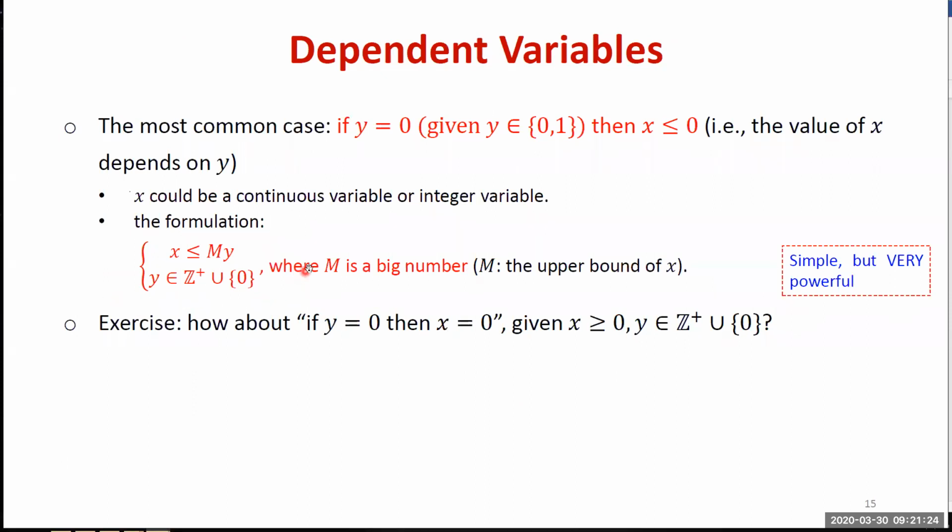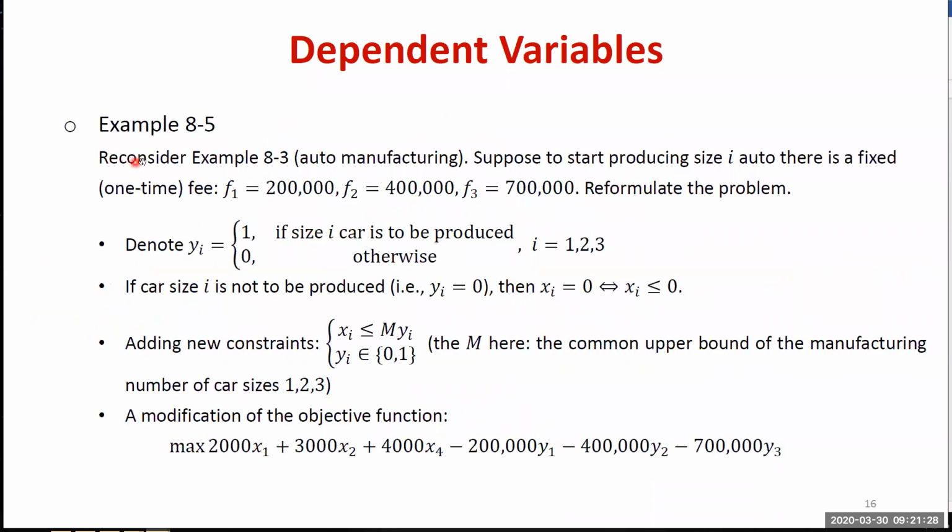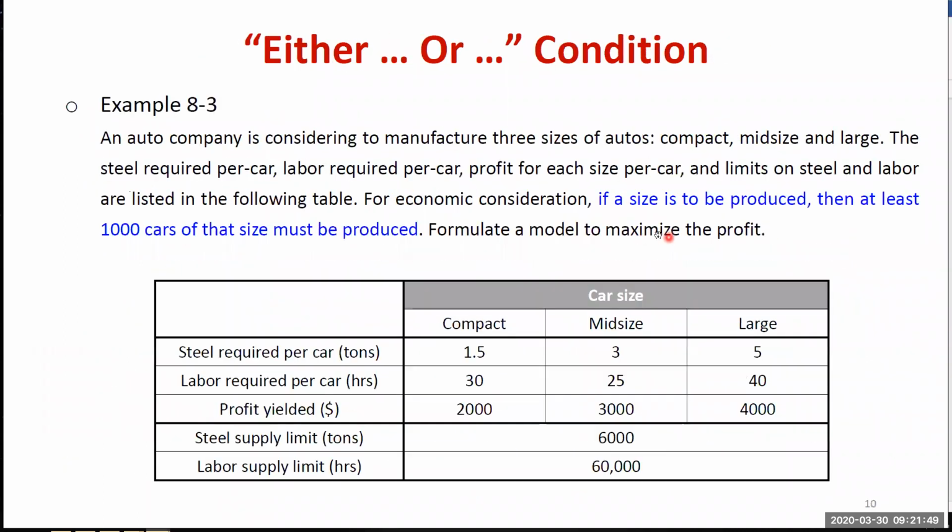Let's have a look at an example. So suppose in the auto manufacturing example, I add one more condition, that to start producing size I auto, there is a fixed one-time fee. That is F1 equal to 20,000, F2 equal to 40,000, and F3 equal to 70,000. Let's go back to the problem here. It's going to be more clear.